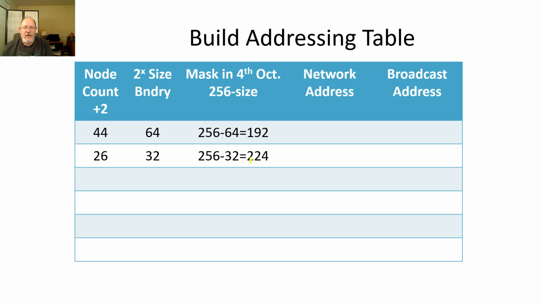Our last interface on the local area networks had 11 nodes, which means we need 13 IP addresses. The binary boundary size for that is going to be 16.